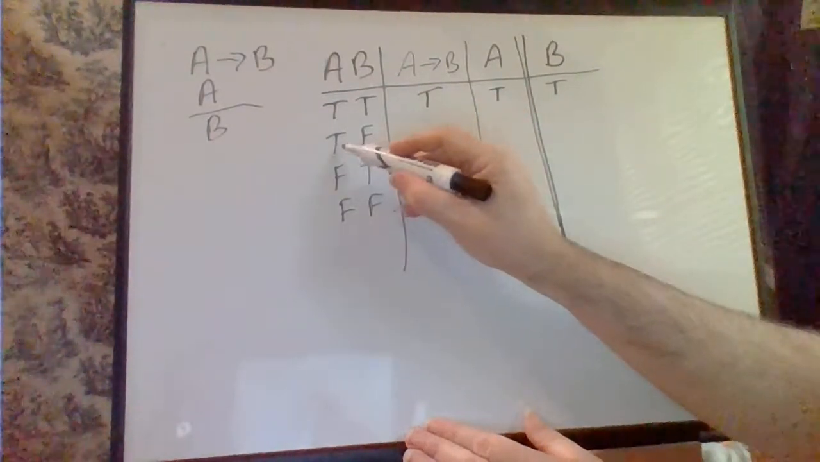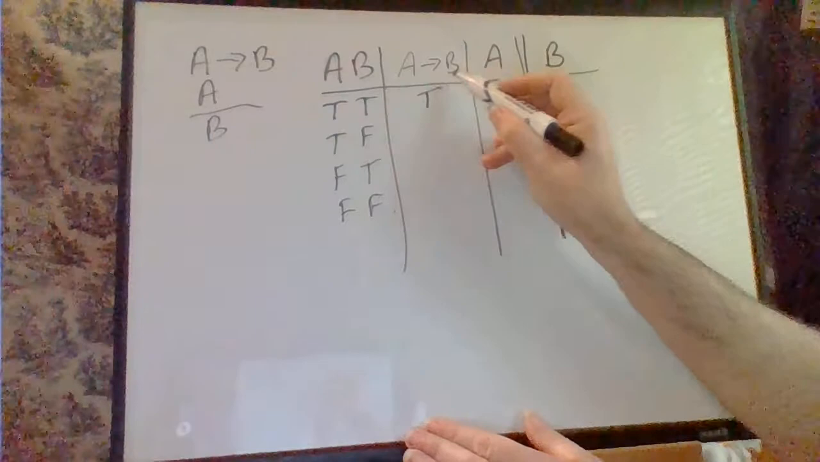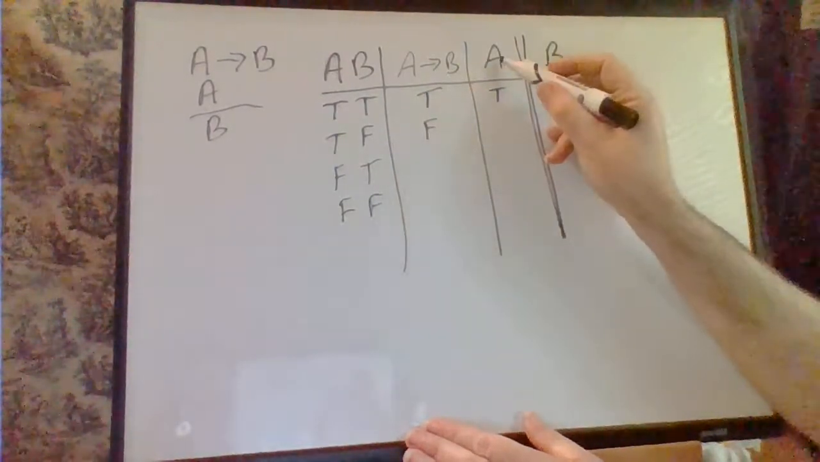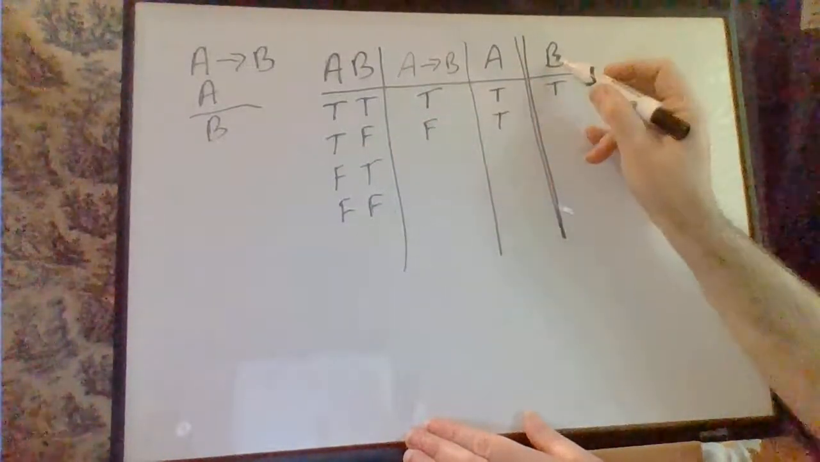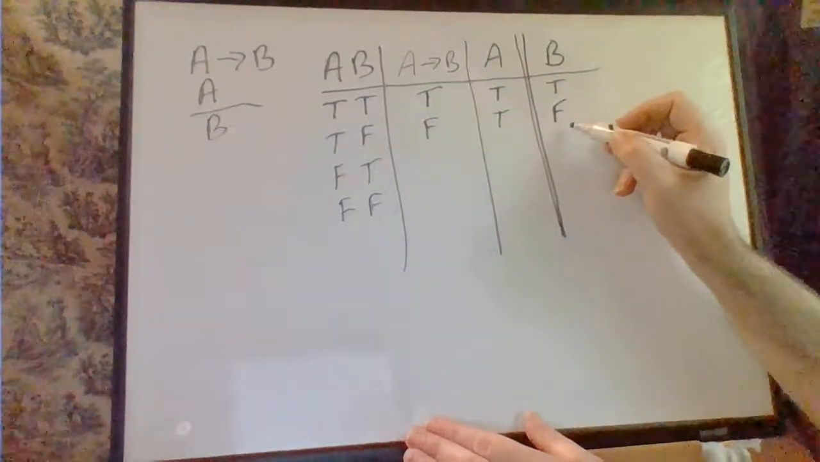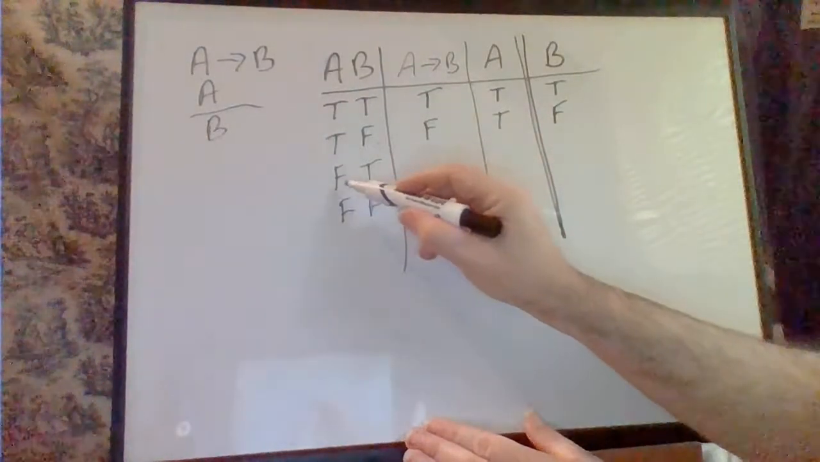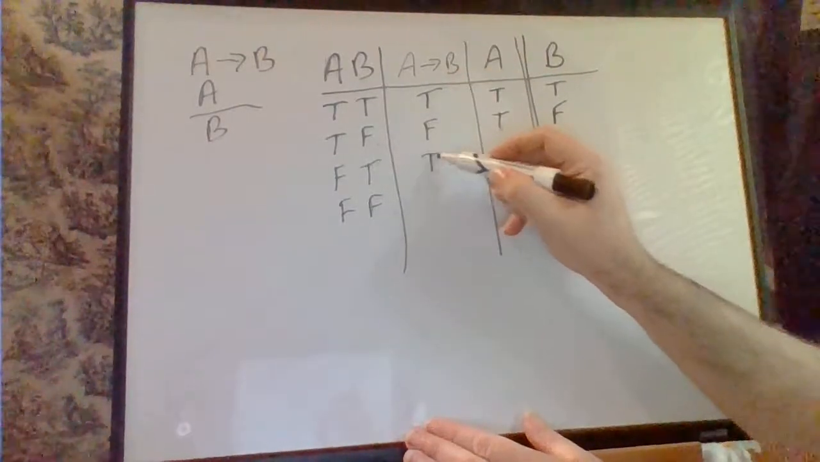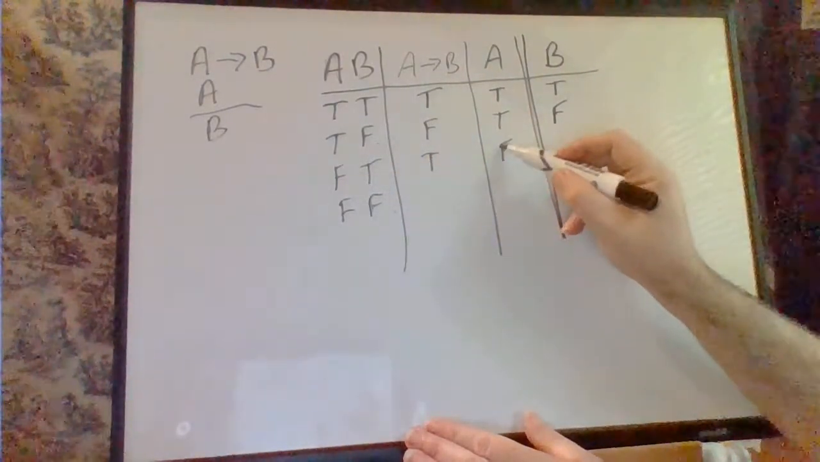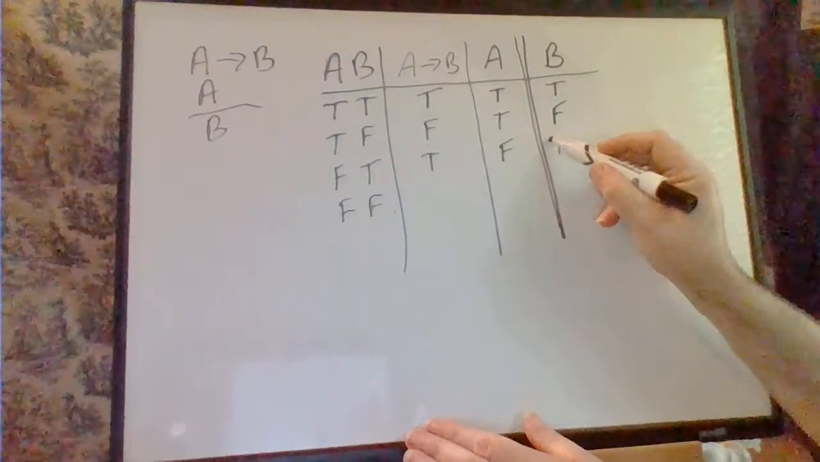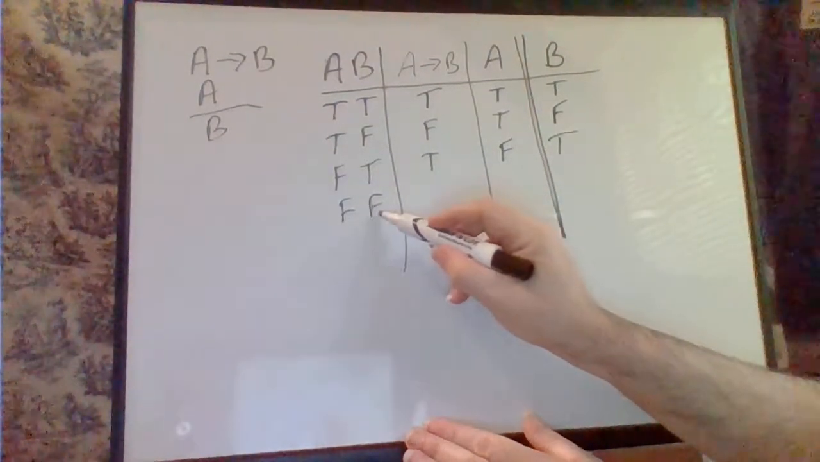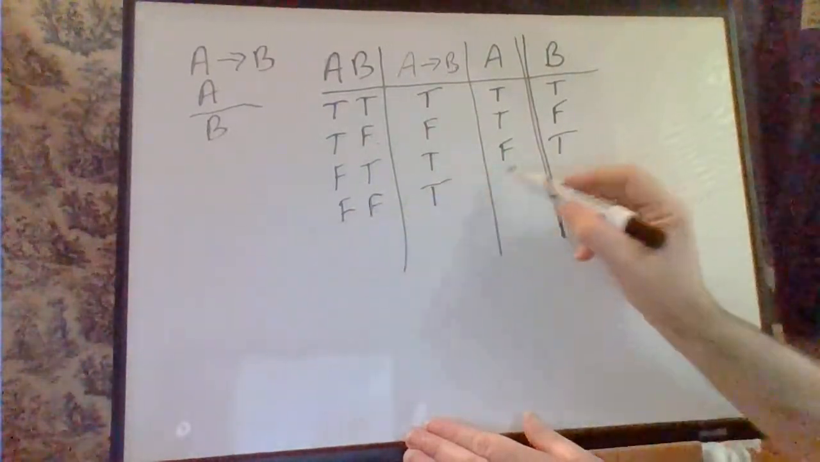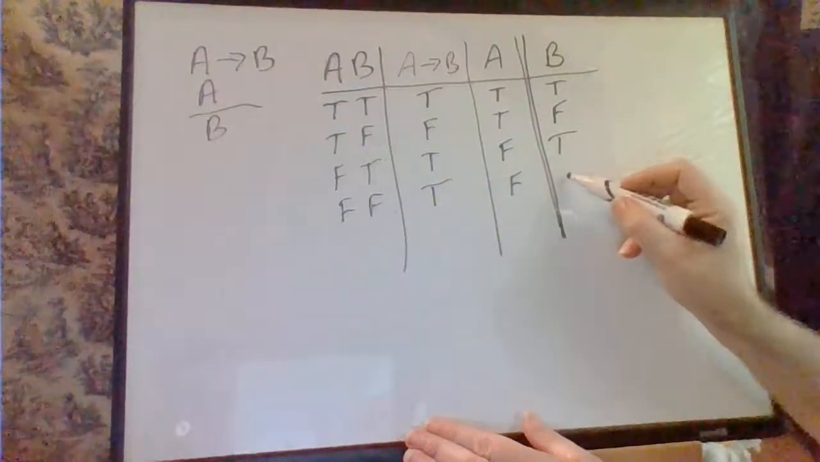Second line, A is true, B is false. So the A is true, the B is false. True, false with the arrow is going to be false. A is true, B is false. Line 3, A is false, B is true. False, true with the arrow is going to be true. A is false here, B is true here. And on the last line, A and B are both false. False, false with the arrow is going to be true. A is false, B is false.